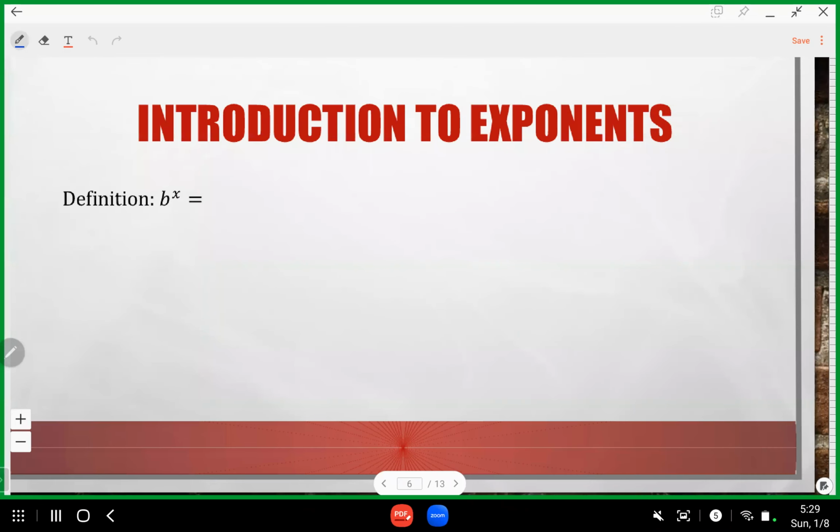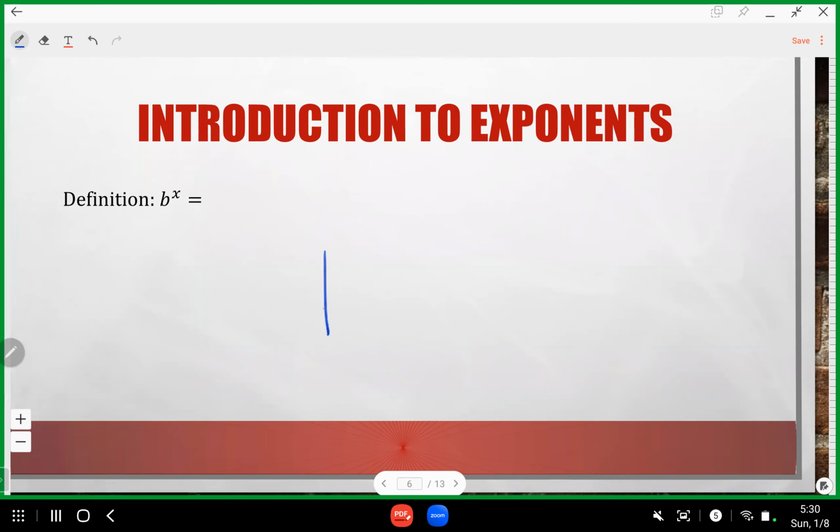Let's go to our introduction to, not polynomials, our introduction to exponents now. Okay, so you know what exponents are with numbers, but now we're going to introduce some algebraic concepts to exponents. So let's say b to the x, right?